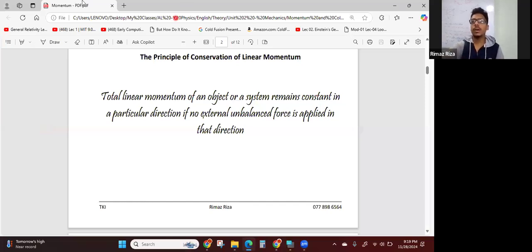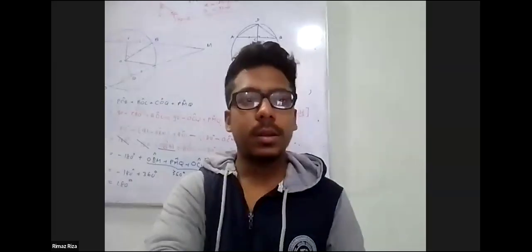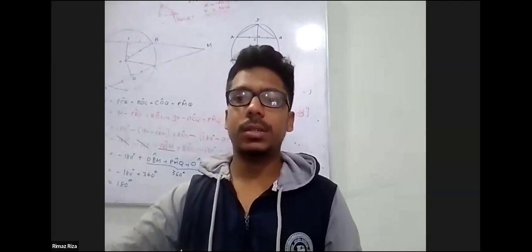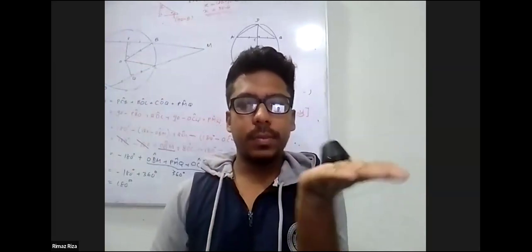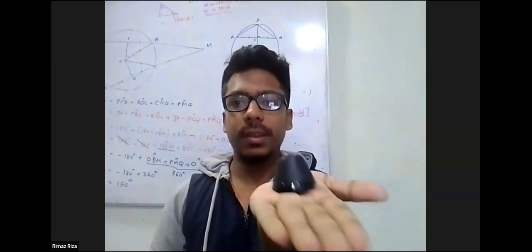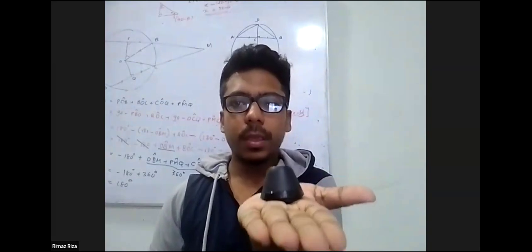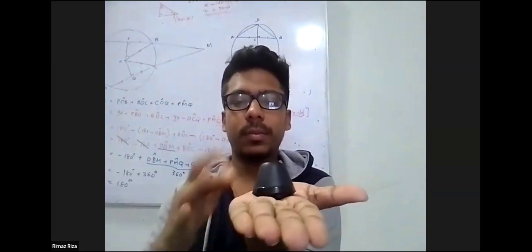Okay. So I'll explain to you. It says the total linear momentum of an object or a system remains constant in a particular direction if no external force is applied in that direction. So let's say I have an object. Okay. So I take this. I placed it on my hand. Now apparently it remains at rest.